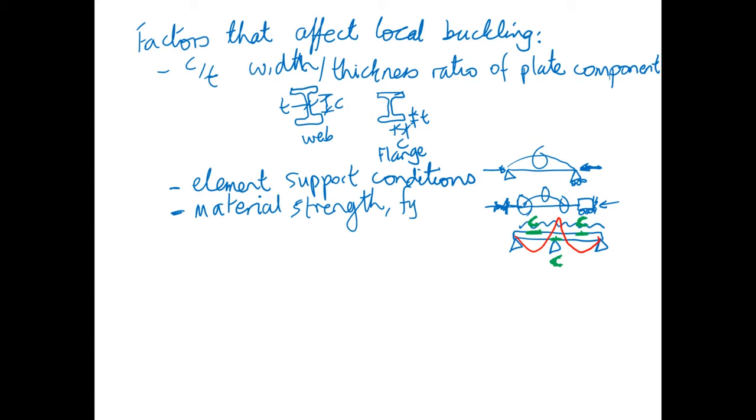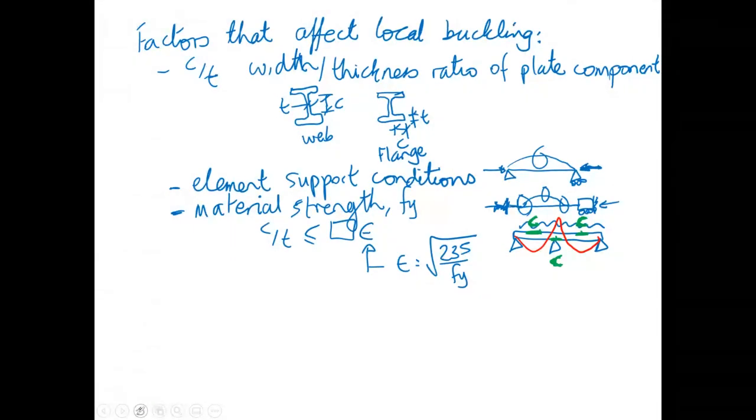So the material strength Fy is going to affect it. So we know that the C over T ratio is less than or equal to a number, something times epsilon, where epsilon is equal to the square root of 235 divided by Fy. Okay, so that means the stronger the material is, the bigger that number... sorry, the smaller that limit is in the C over T ratio. So the stronger the material is, the more susceptible it is to local buckling.